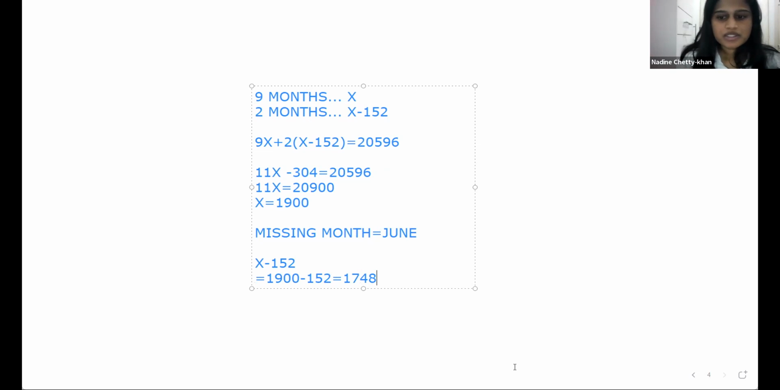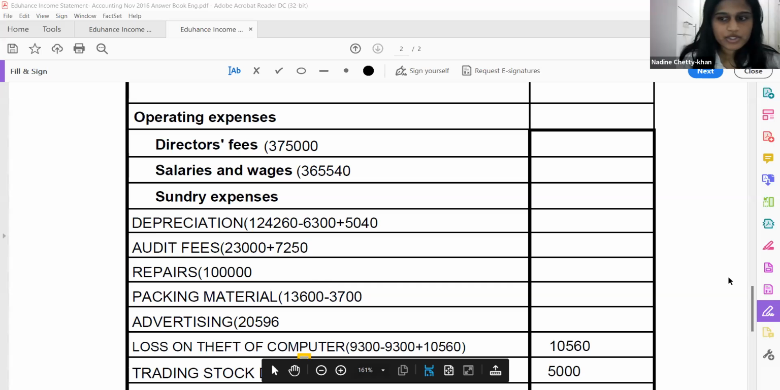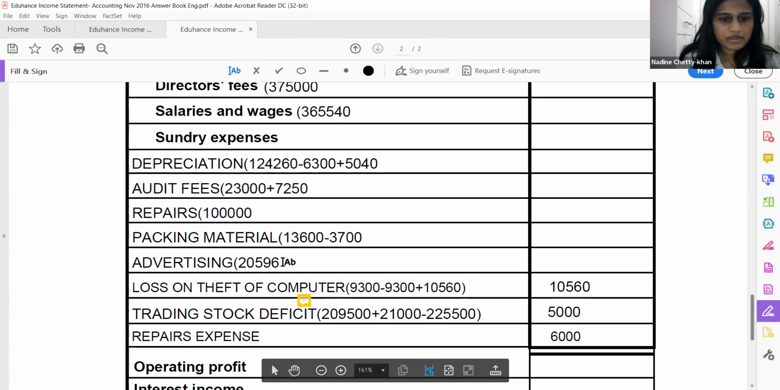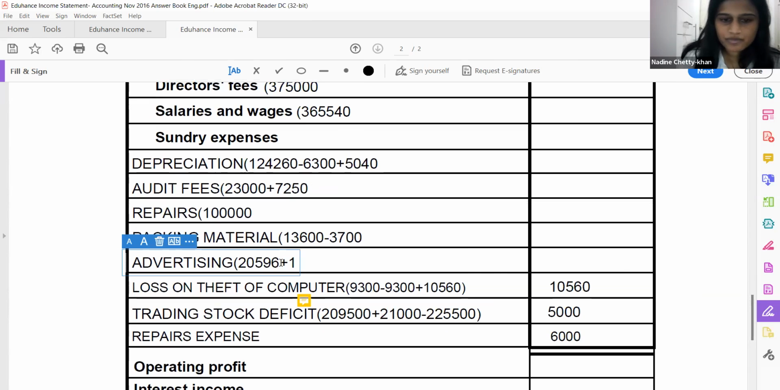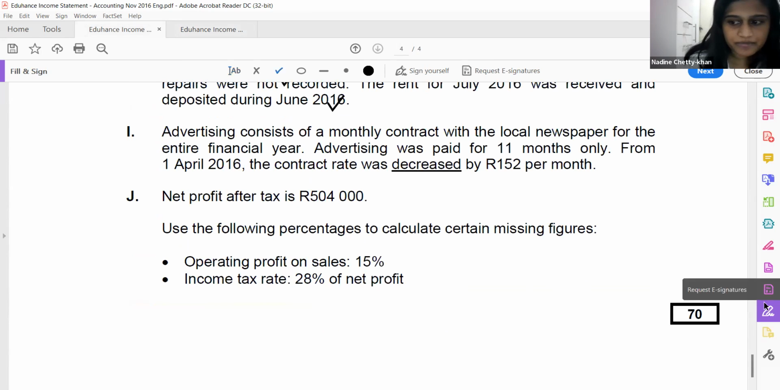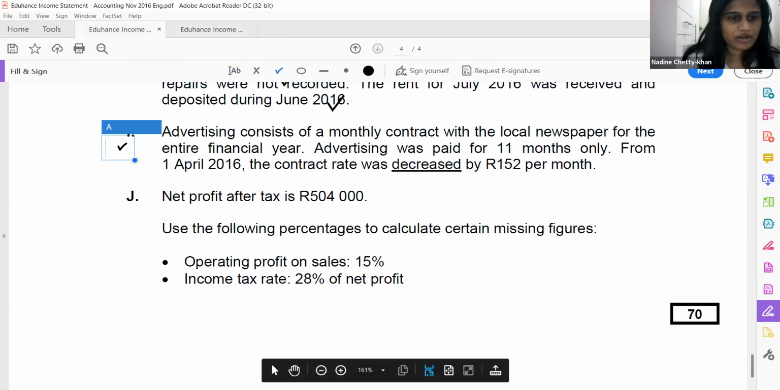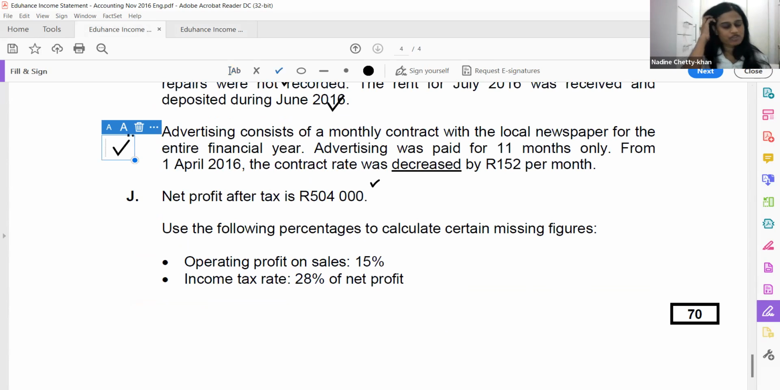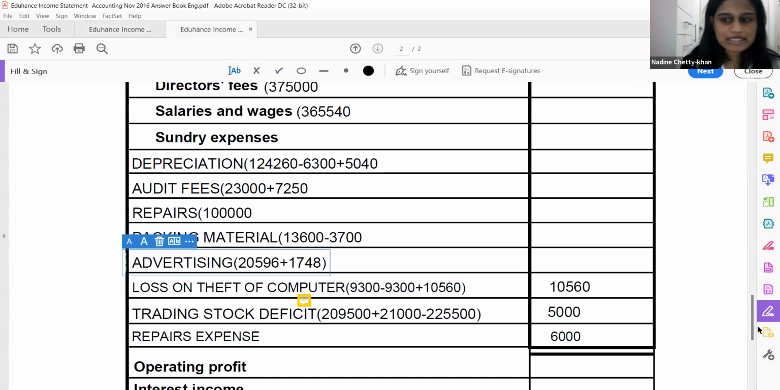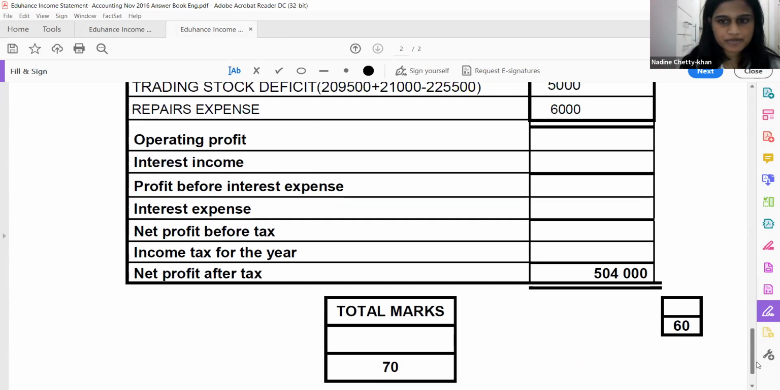Okay, so let's switch back to our solution. We're going to go to advertising, and we're going to add. Great. Okay, almost there. So let's tick that off. Nice one. Very common. This comes up very often. And if you follow my sort of maths formula way of thinking about it, you shouldn't go wrong. Net profit after tax is 504,000. Okay, they were nice enough to put that in the solution for us right at the bottom.